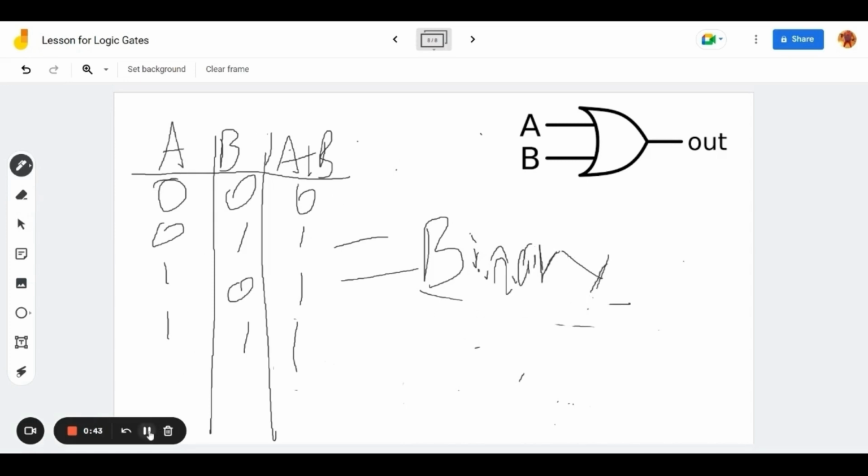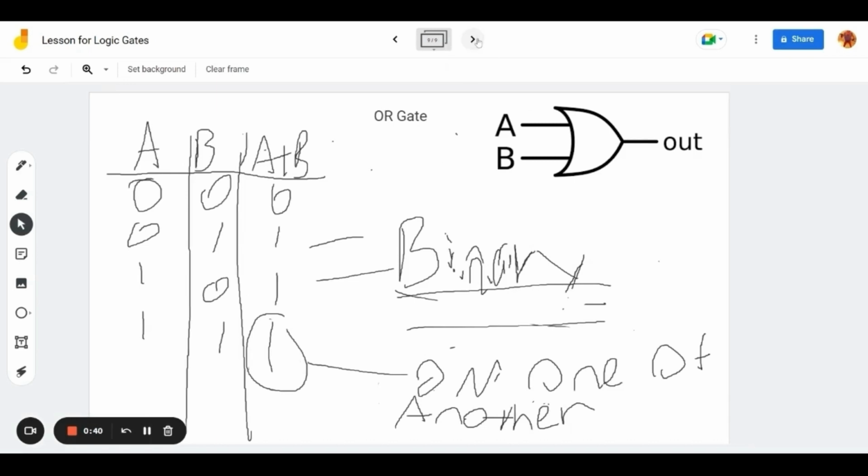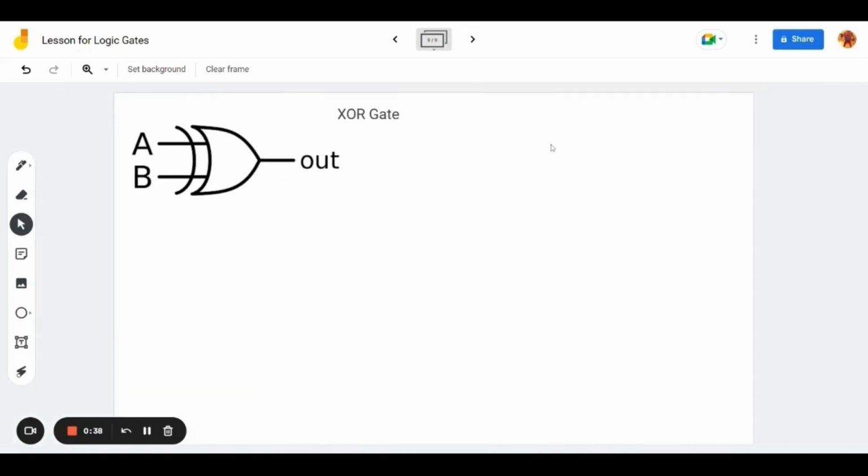That's an OR gate for you. With this OR gate, let's move on to our next gate. This gate is one of the final gates there is. There are seven proper, normal gates that we're going to be learning in this lesson, and this is one of the last new gates that you will learn.